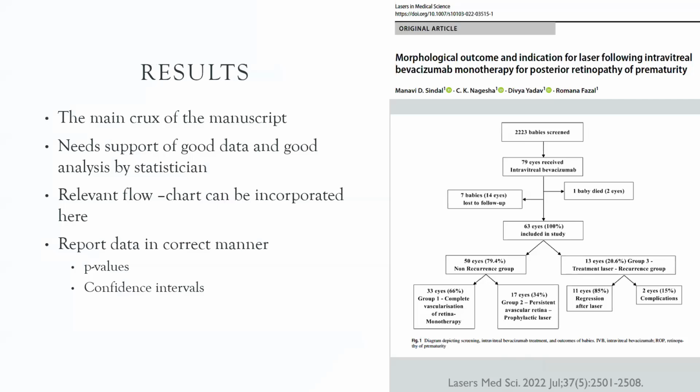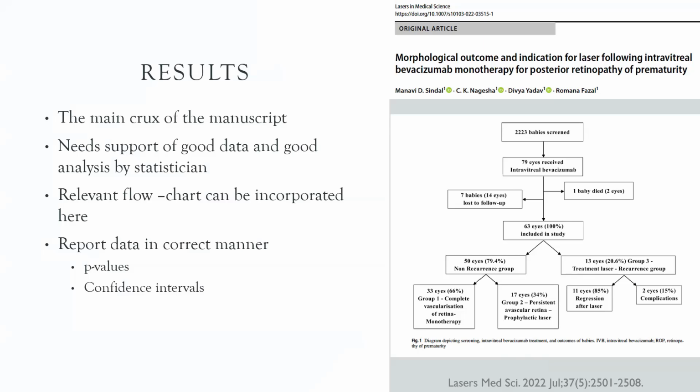After this, we come to results. This is the main crux, the soul of your paper. This is where everything lies. This needs to be supported obviously by good data which was collected through a good study which was designed, and then by a good analysis by the statistician.